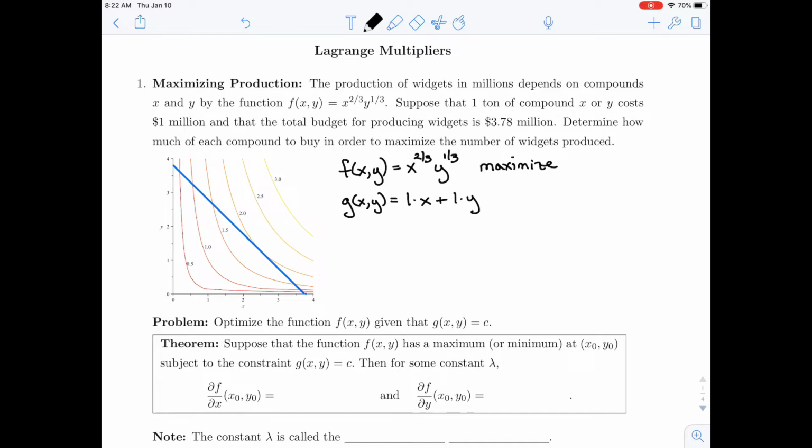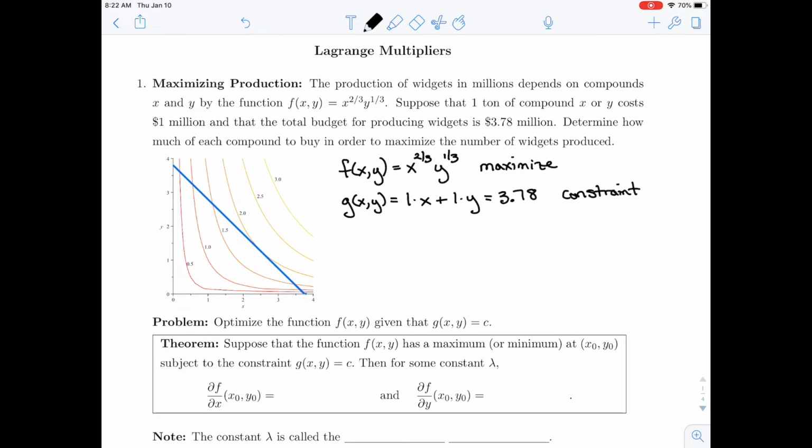We want that function to be set equal to $3.78 million so that we spend all of our budget, but that we don't go over our budget of $3.78 million. And we call this function a constraint, because we know that our total cost is going to be x plus y, but we're constraining how much we can spend by the budget that we've been given of $3.78 million.